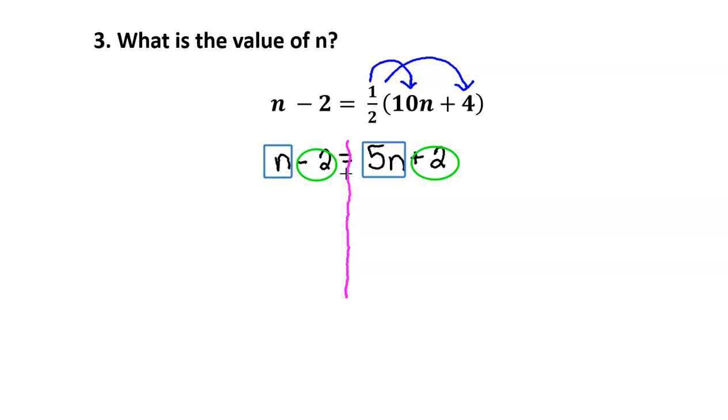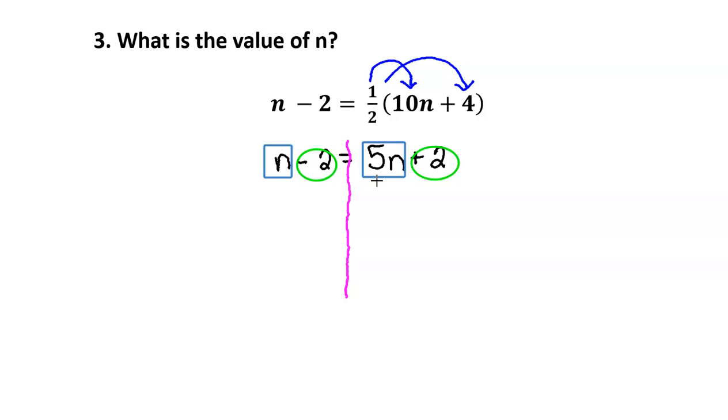All right. So now my next question asks, are there like terms on the same side of the equal sign? Well, on this side, I still have a box and a circle, and then I have a box and a circle. So nope, no like terms on the same side. So are there variables on both sides? Well, yes, I have a box on the left and a box on the right. So I need to add or subtract to move my variable to one side.